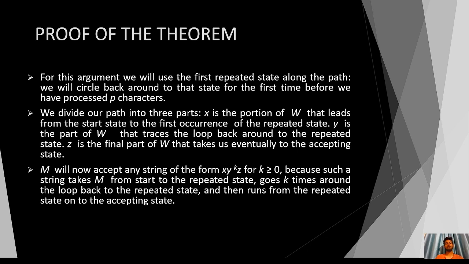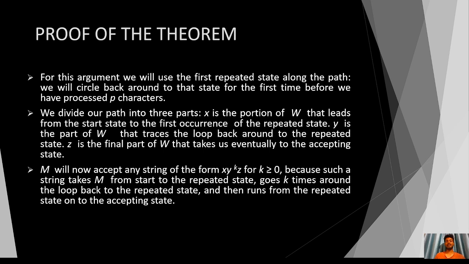For this argument, we will use the first repeated state along the path. We will circle back around to that state for the first time before we have processed P characters. We divide our string into three parts. X is the portion of W that leads from the start state to the first occurrence of the repeated state. Y is the part of W that traces the loop back around to the repeated state. Z is the final part of W that takes us eventually to the accepting state. That is the final state, the state that we actually want to reach at the end.